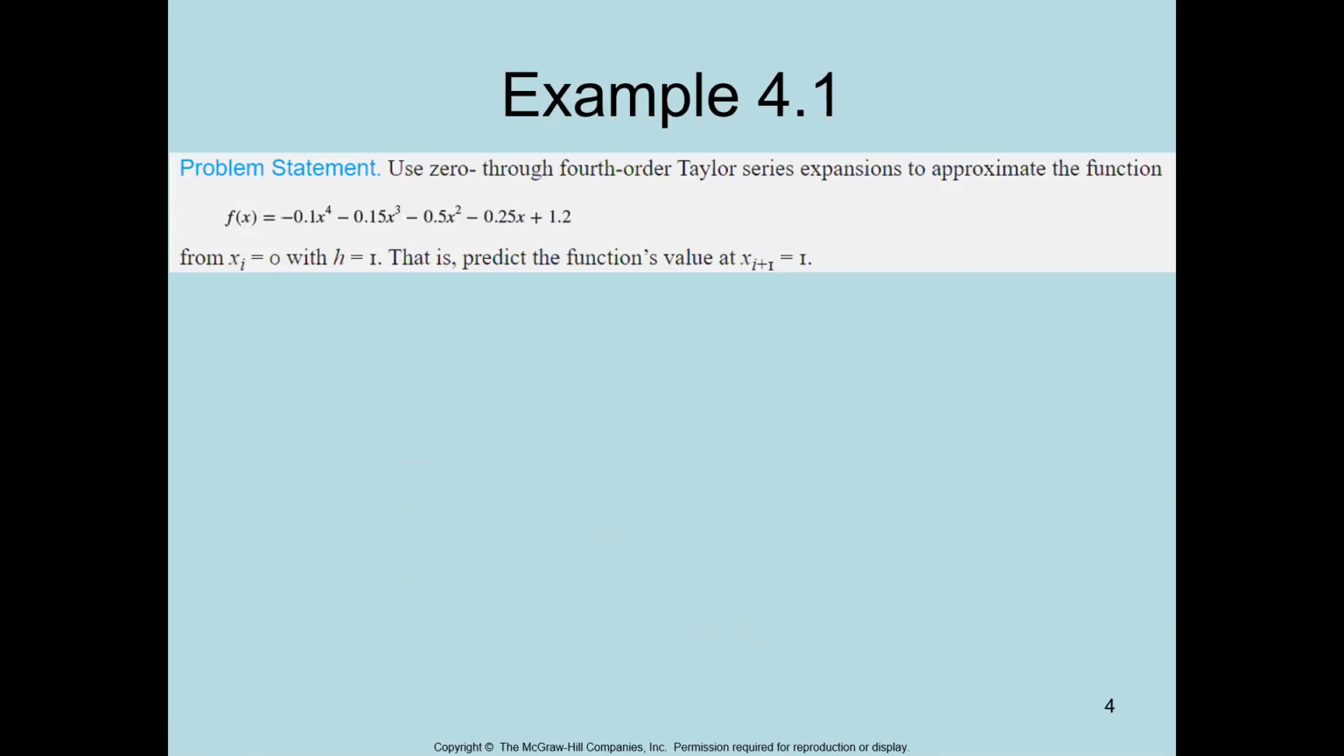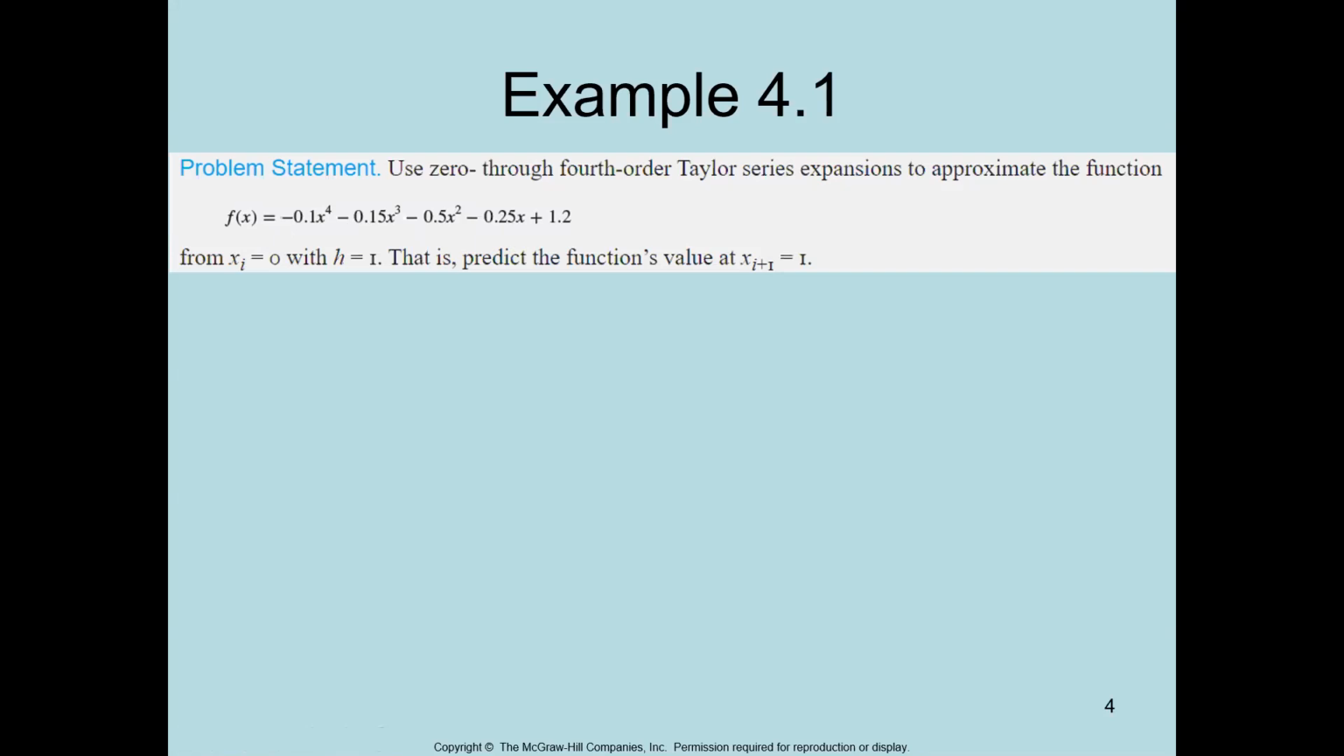We look at example 4.1 from this book chapter. Use the 0 through 4th order Taylor series expansion to approximate the function. Although in this case we don't really need to approximate it, because it is a polynomial function and we have methods available to calculate it exactly, just to illustrate the method, we will approximate it.